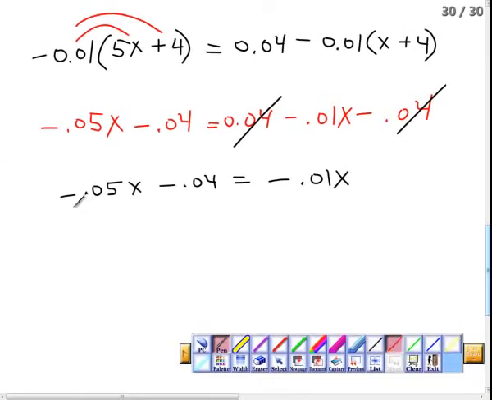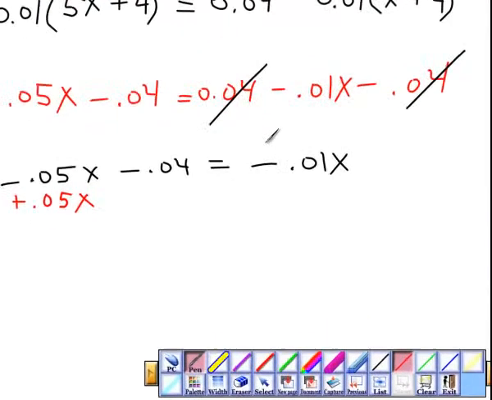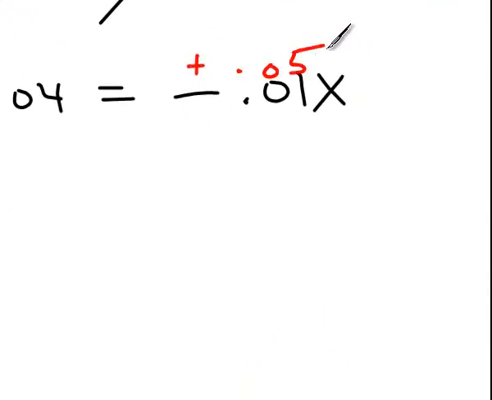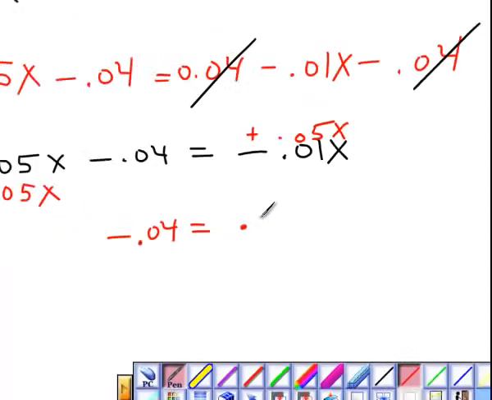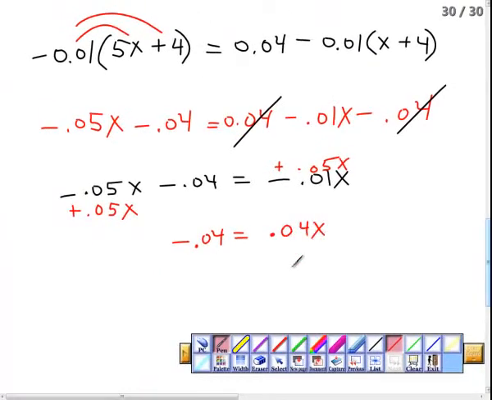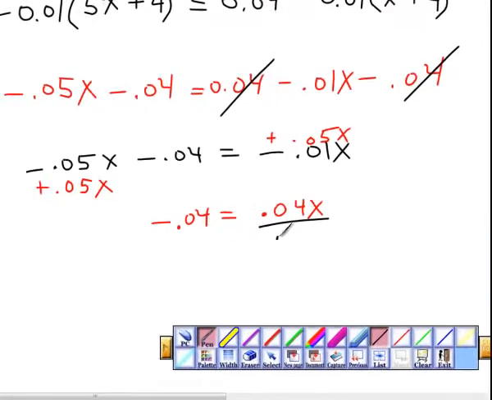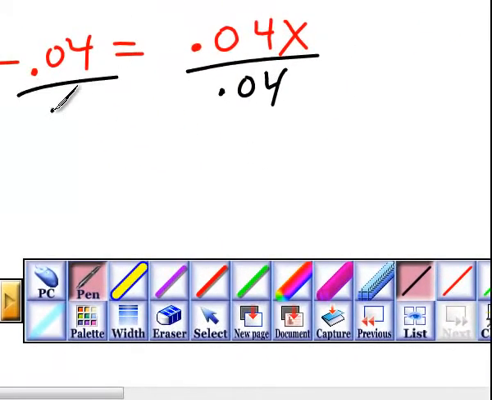Since we try to keep our x's positive, I would have applied a plus 0.05x. So that's going to come out to be a what? What's it called? 0.04x, right? Yeah, probably. Oh, no. So we divide by 0.04. Well, 0.04 over 0.04 is the negative 1, right?